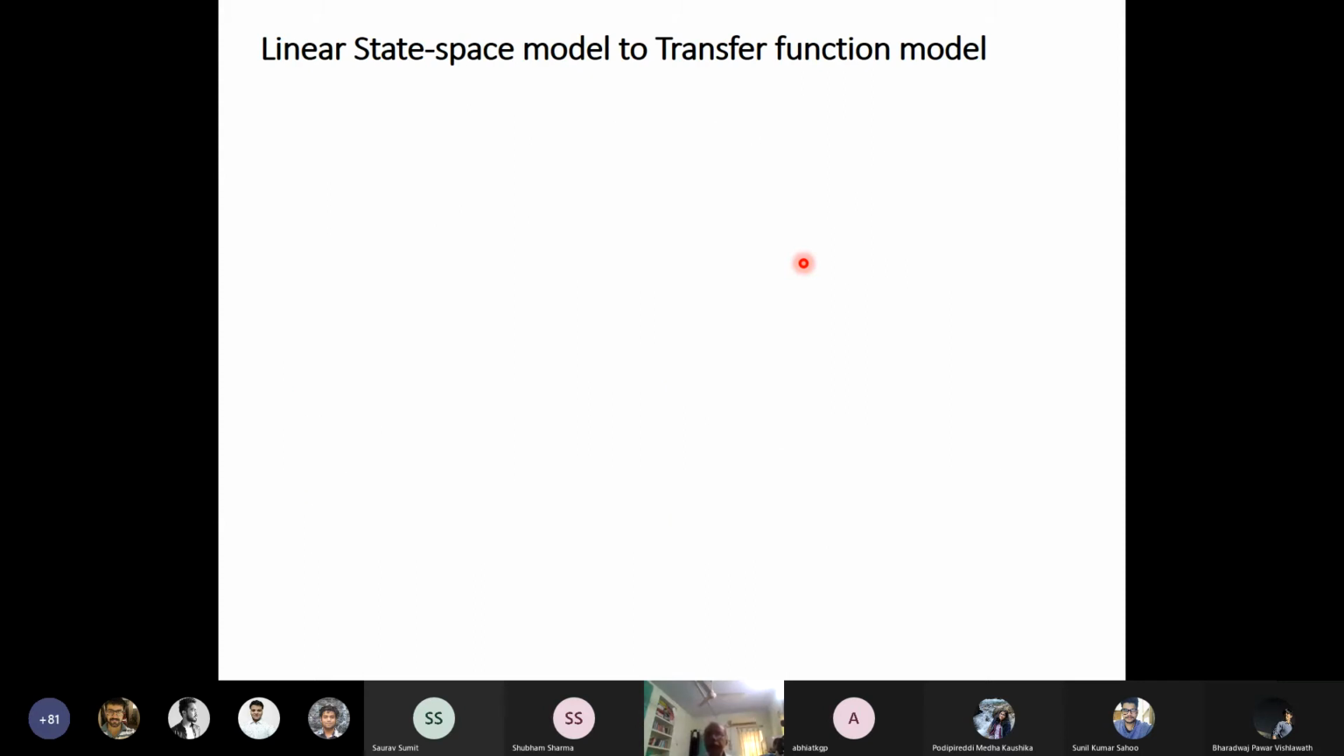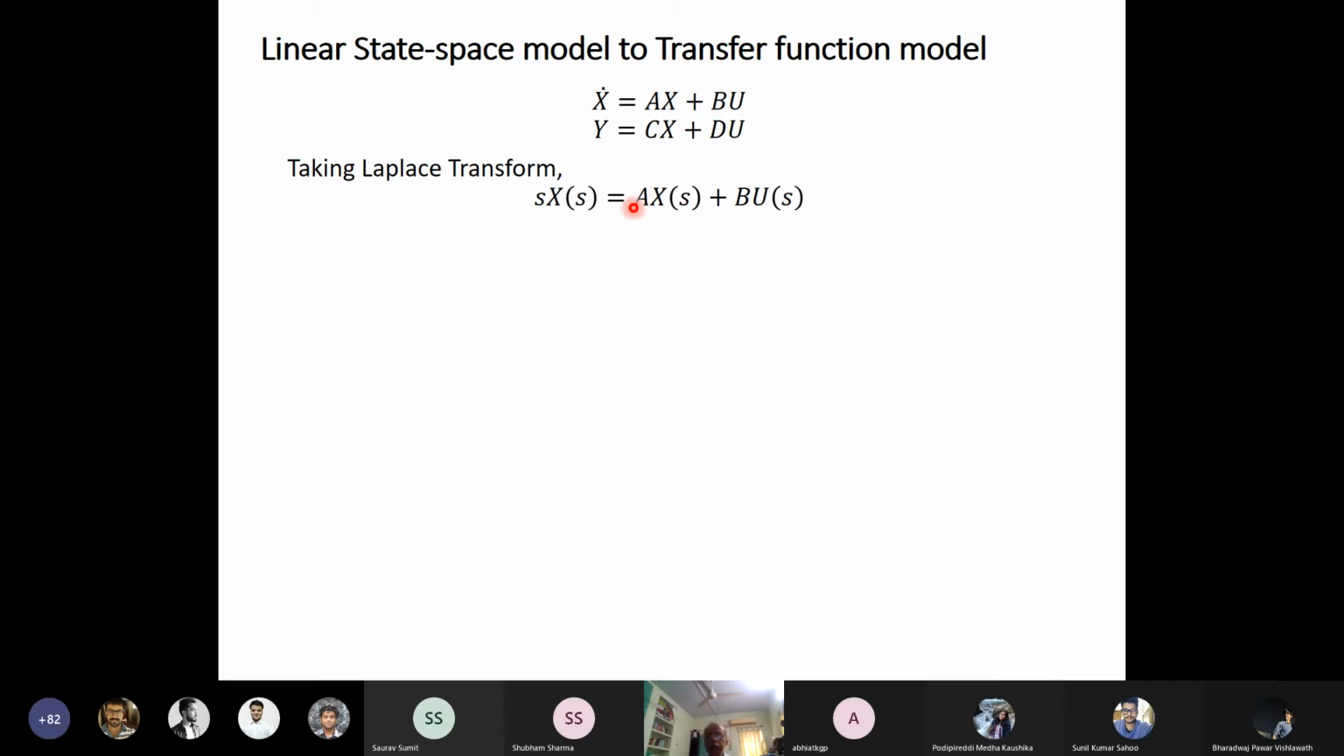Now once we have the linear state space model, I can convert it to the transfer function model. So I have the linear state space model x dot is equal to Ax plus Bu, y is equal to Cx plus Du. Then we take a Laplace transform on that. So sX(s) is equal to AX(s) plus BU(s), where x0 is equal to 0 since this is in terms of deviation variables, and Y(s) is given by CX(s) plus DU(s).